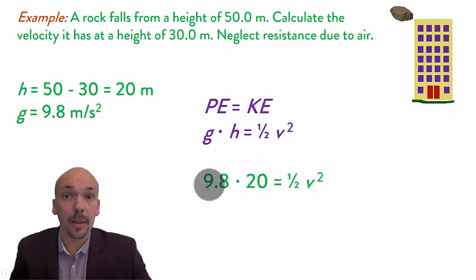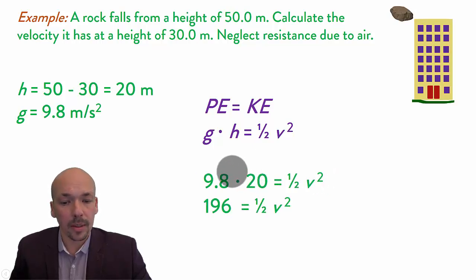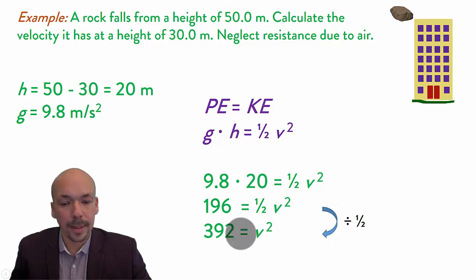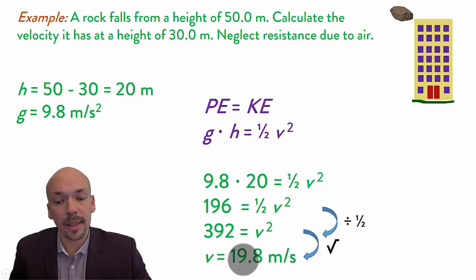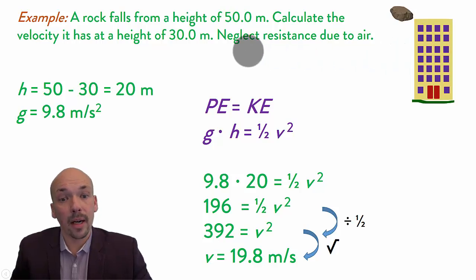So we put it in, 9.8 multiplied by 20 equals a half, and then of course the velocity and the square here. Well, this is a number, 196. We divide by a half to get the velocity square singled out. Then we have 392, and then we have the square root. So the velocity will be 19.8 meters per second, and that will be somewhere here at a height of 30 meters.